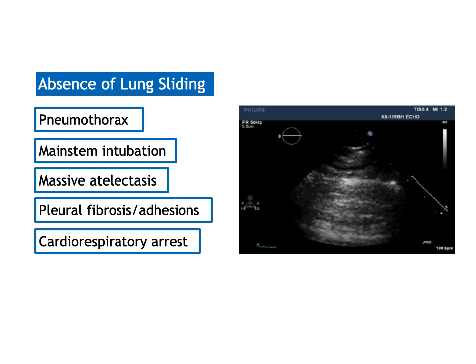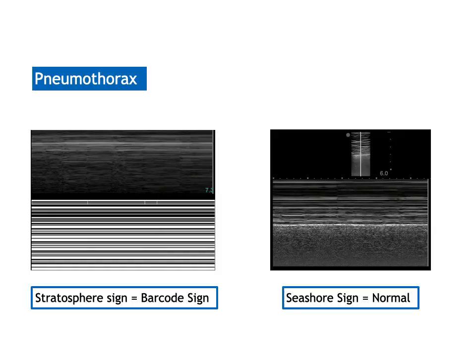And this is the example here in 2D. You don't see any sliding here, but you could see a little bit of shimmering motion at the edge of the screen, which could tell you about the transition zone between the area of pneumothorax and the area of normal sliding. And the other differential diagnoses are right main stem intubation, in which you will lose sliding on the left lung, massive atelectasis, extensive pleural fibrosis and adhesions, and cardiorespiratory arrest.